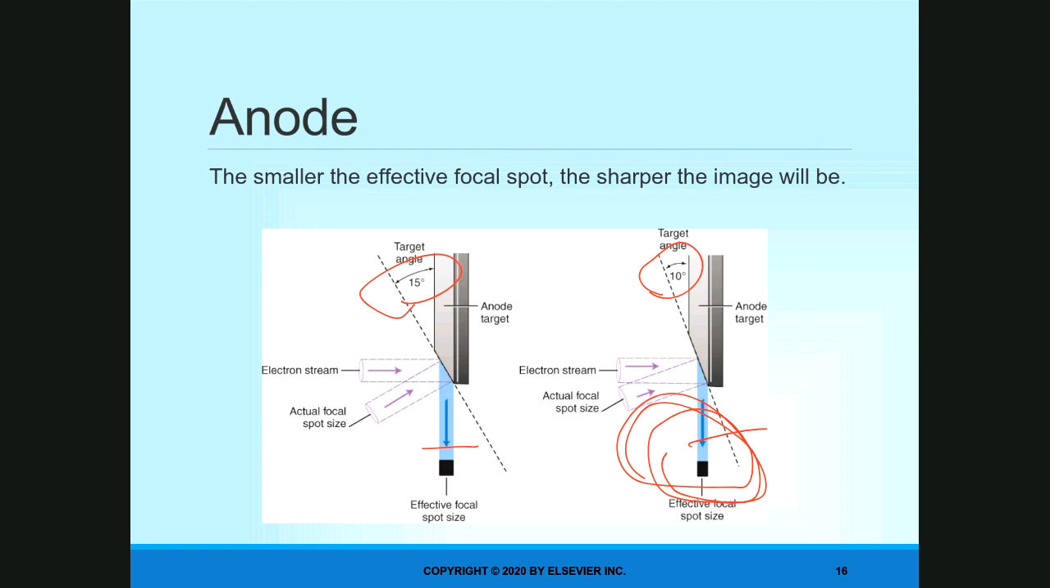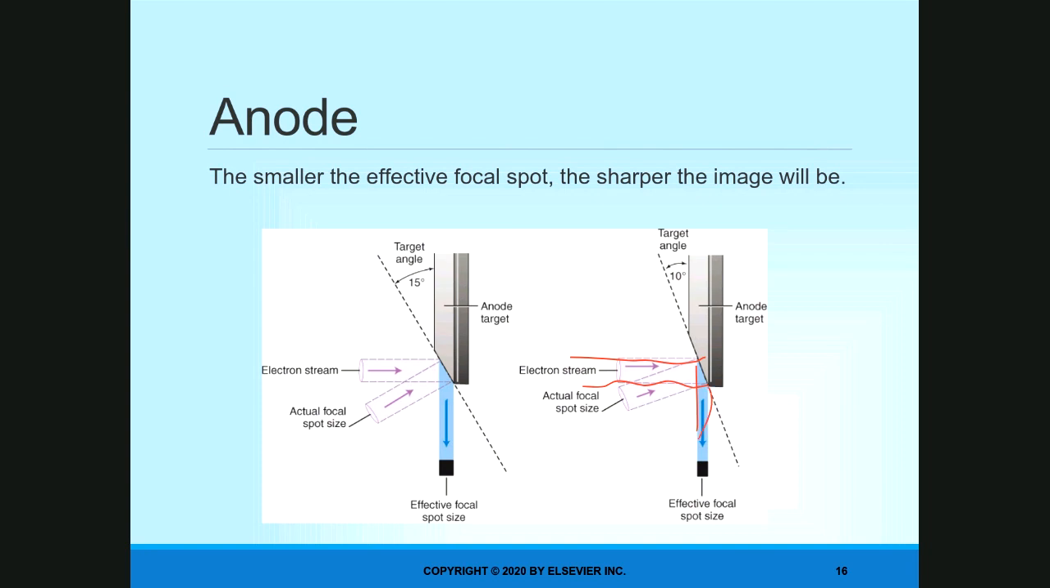So the smaller the anode angle, the smaller the effective focal spot will be, even though you have a large area of interaction right here. So you can send a ton of electrons across to smash in this whole area, but the way they're coming out is much more confined, which gives us much better resolution.